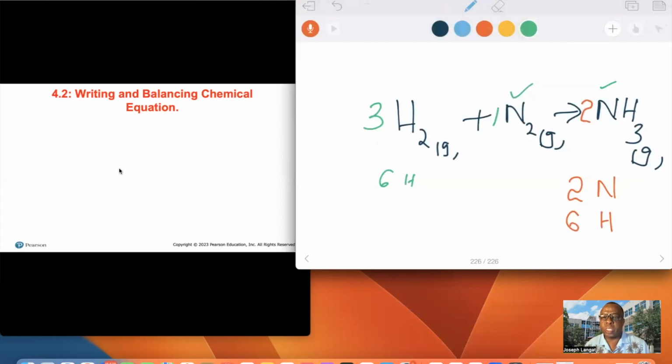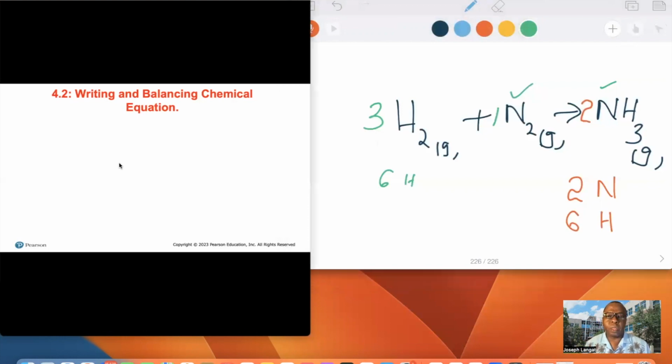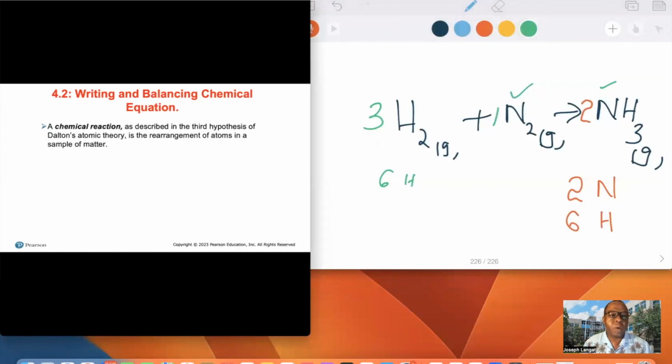That's all you need to remember. There is no formula for balancing the chemical equation, except you need to learn the guidelines for balancing the equation. So what is a chemical reaction? I've just explained that. It describes the rearrangement of atoms in a chemical reaction.